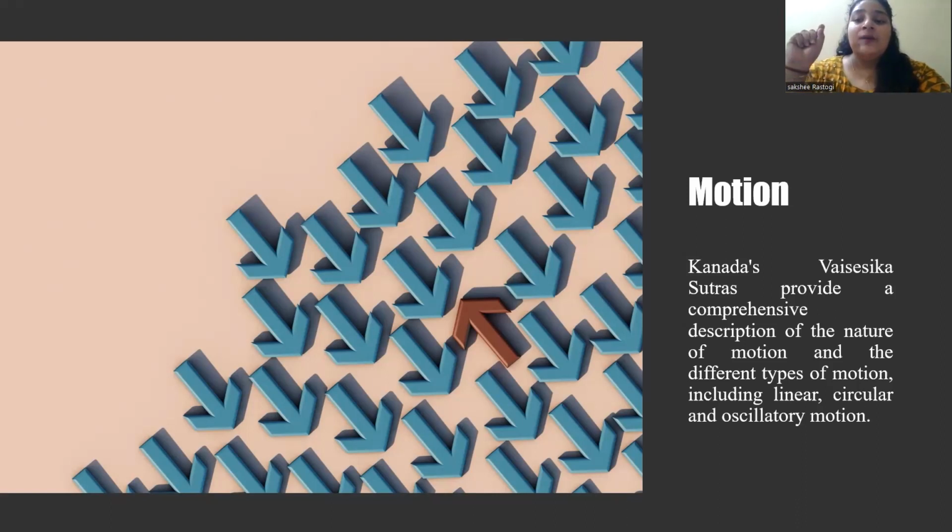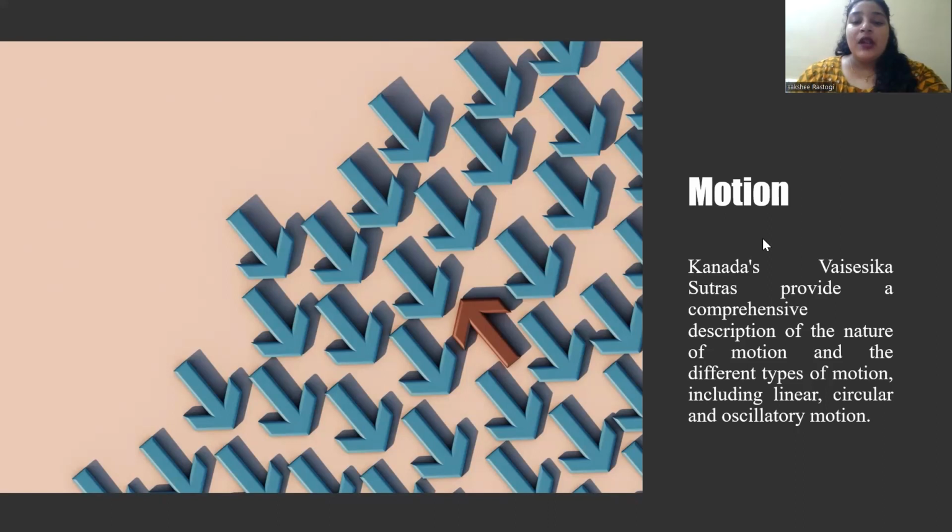So Kanada's concept of motion is remarkable for its time, as it anticipates some aspects of modern physics, such as the ideas that motion is a fundamental property of matter and that force is responsible for change in motion. The understanding of motion in Vaisheshika philosophy is also linked to the concept of atoms and their movement, which is seen as the fundamental basis of all physical phenomena.